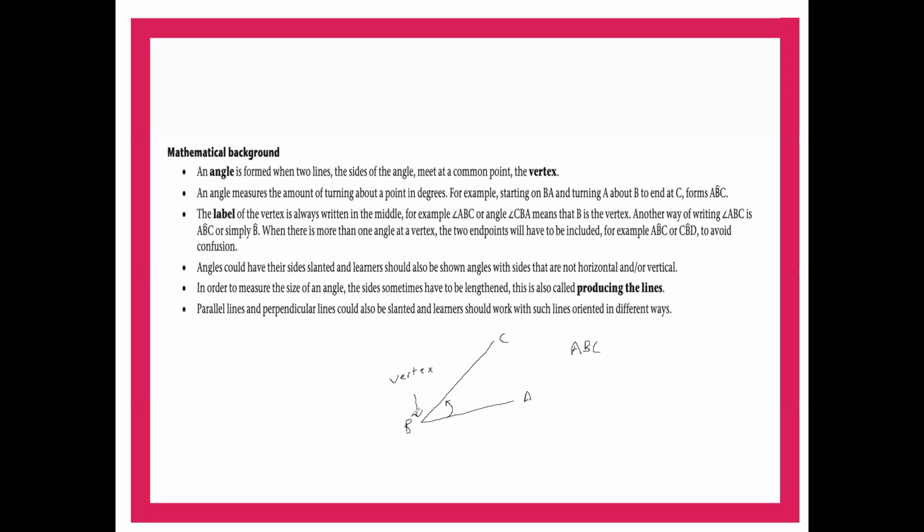And then the point where the vertex is, that has a little cap on the B. So the one with the cap always shows you where the vertex is, and the vertex is always written in the middle. Another way of writing out what an angle is, you write the symbol to show an angle, and then you write A, B, and C, and this shows you again that the angle is at B.